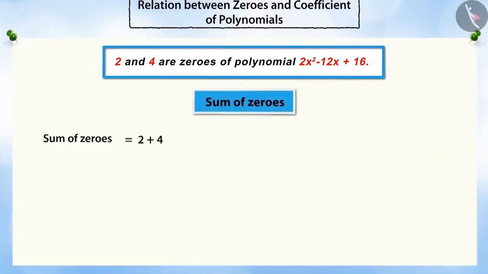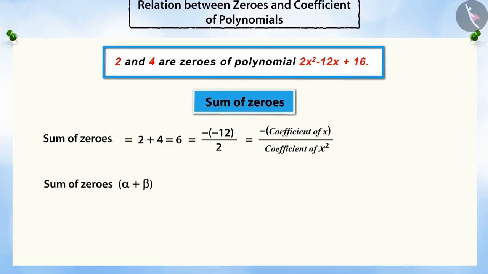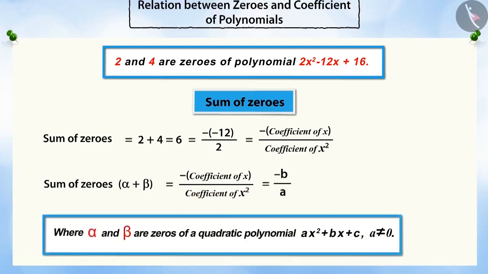If we add zeros, you will see that the sum of the zeros is equal to the negative ratio of the coefficient of x to the coefficient of x squared of the quadratic polynomial. It can be said that the sum of the zeros of a quadratic polynomial is equal to the negative ratio of the coefficient of x to the coefficient of x squared, where alpha and beta are two zeros of a quadratic polynomial ax squared plus bx plus c.